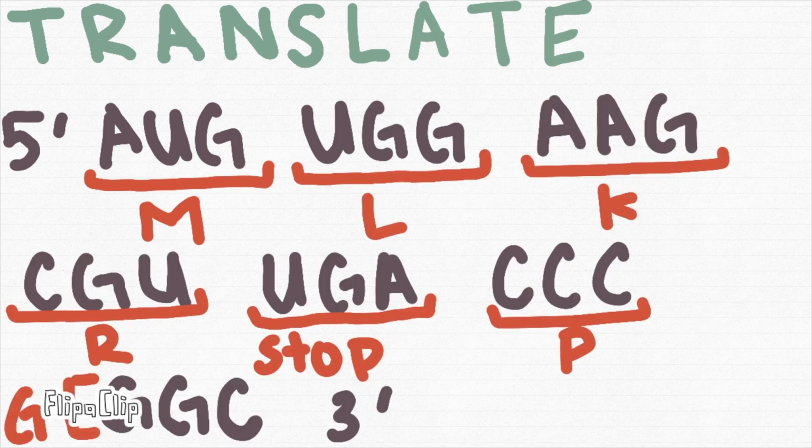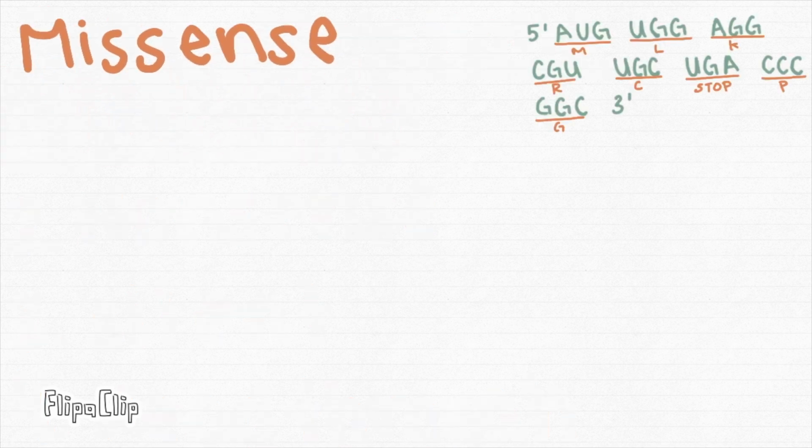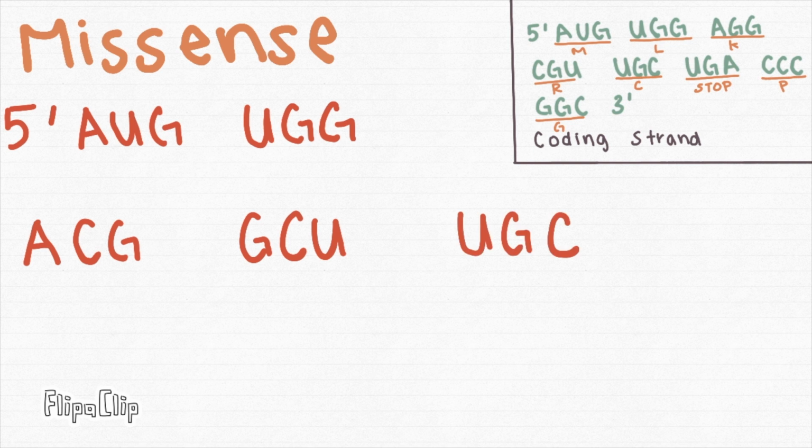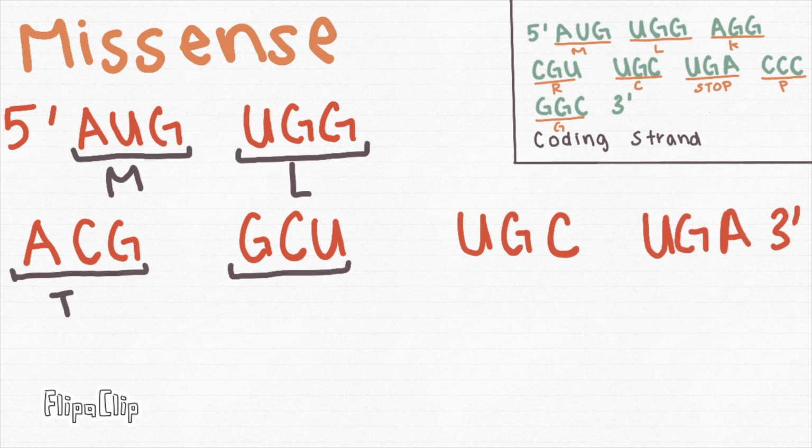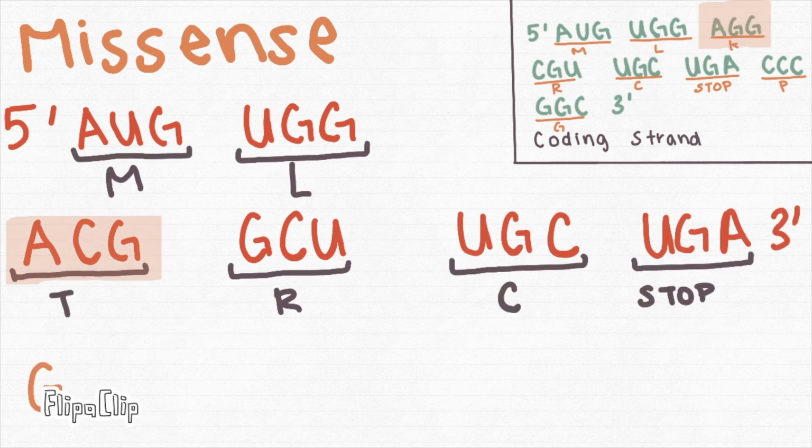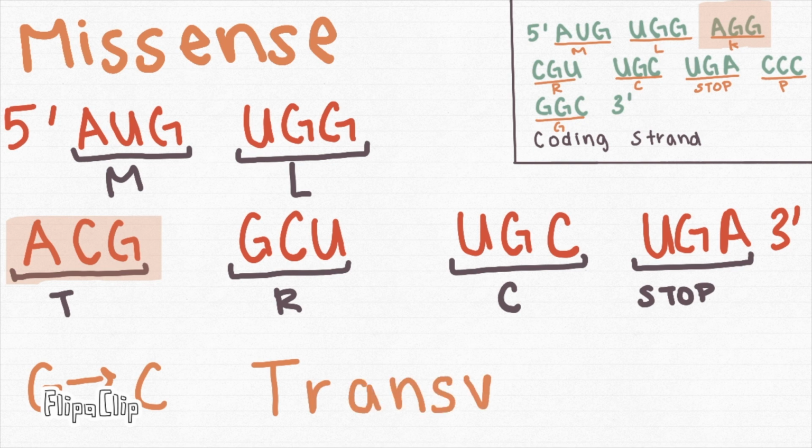The first point mutation we will look at would be missense. A missense mutation would change the amino acid. An example of this, going off of our initial sequence, would be this. This would be a transversion.